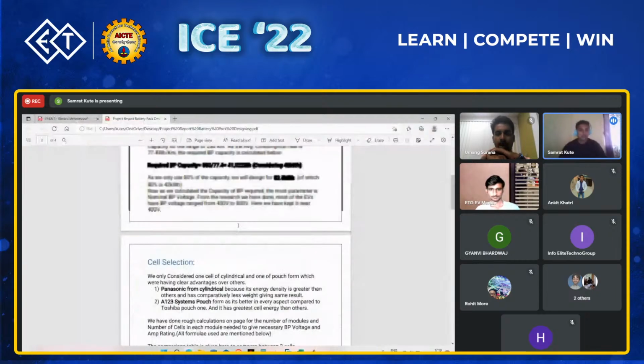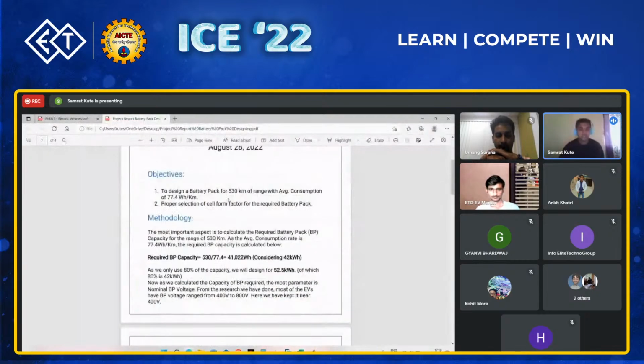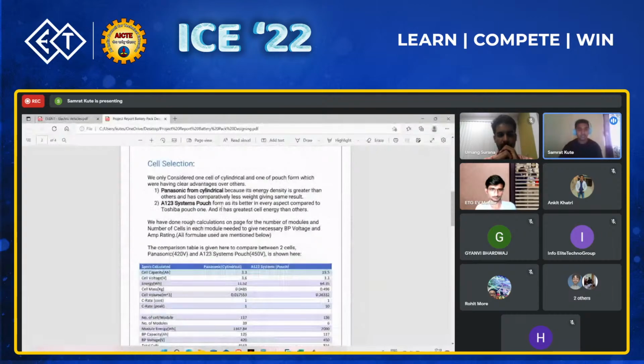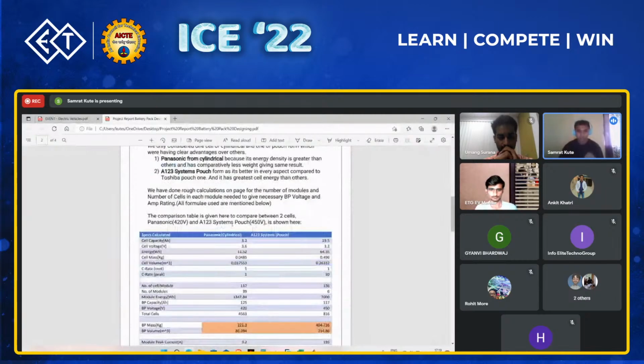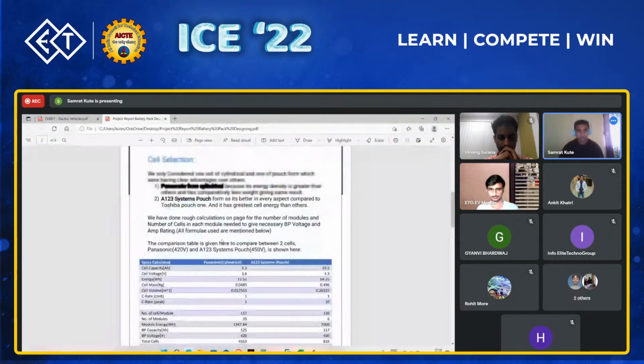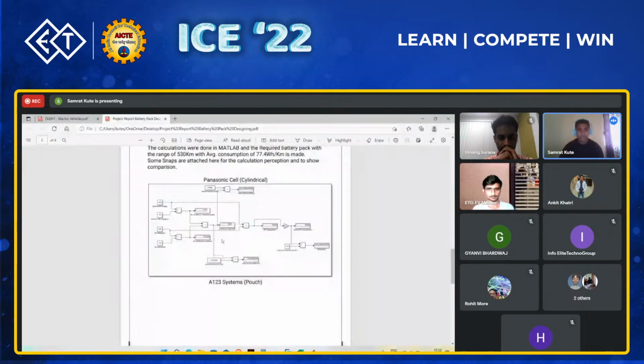So our objective, again, is calculating a battery pack for the 530 kilometer range, with proper selection of the battery cell. I have already described why we selected the two cells. From these two, because of the battery pack weight, mass, and volume, I have considered the Panasonic cylindrical cell. And here's the MATLAB model which we have prepared.